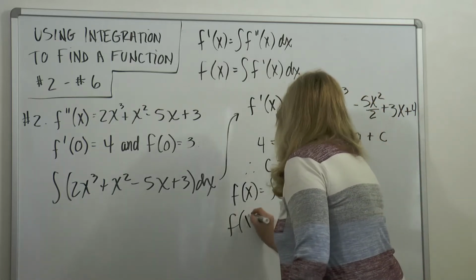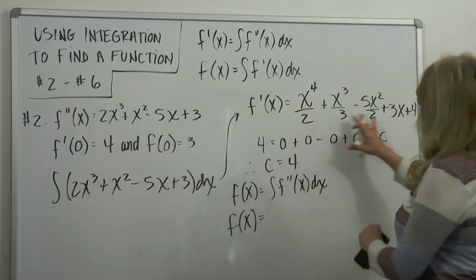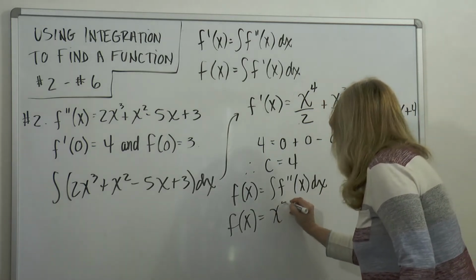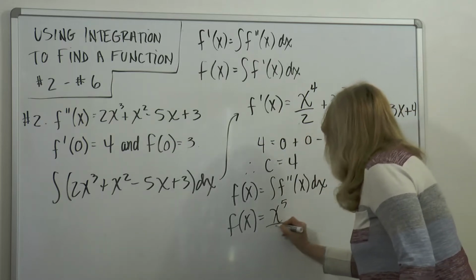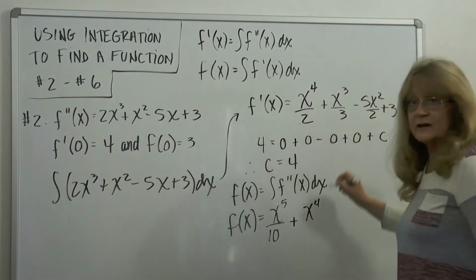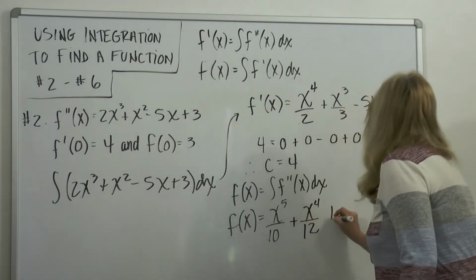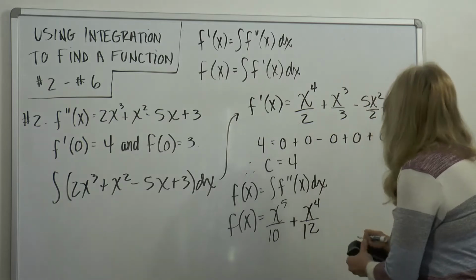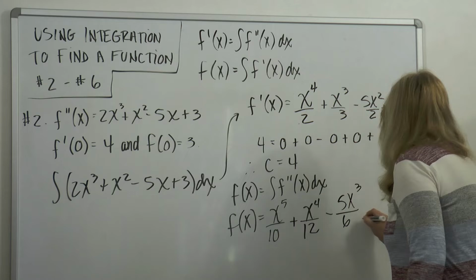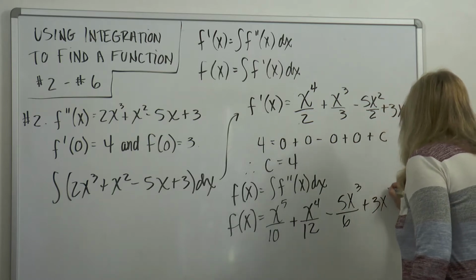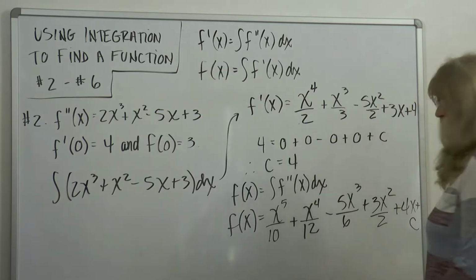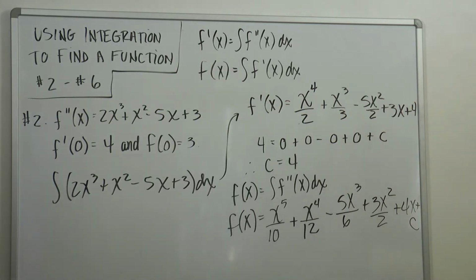Okay, so f of x, rather than rewrite everything. Okay, so this is going to be x to the 5th over 2 times 5 is 10, plus x to the 4th over 4 times 3 is 12, whoops, my bad, minus 5x to the 3rd over 3 times 2 is 6, plus 3x squared over 2, plus 4x plus c. Sorry, that's not too good looking.